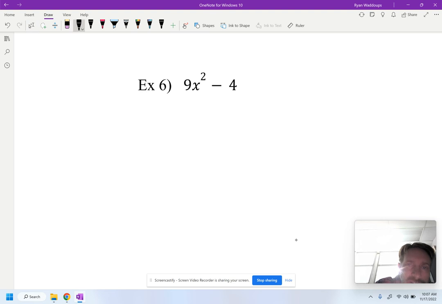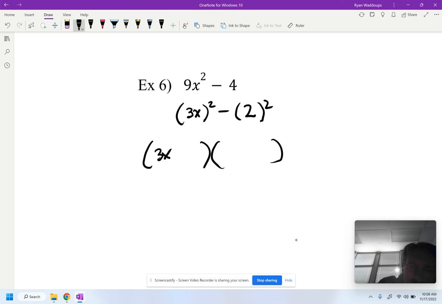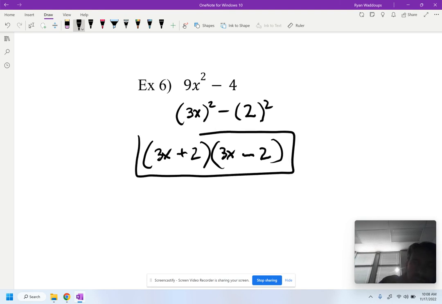Now, again, 9 is 3 times 3, and 4 is 2 times 2. They don't both have x's, but they're both squares. And so I can say, hey, this is something squared minus something else squared, and the something that I put in here is 3x, and the something that I put in here is 2. And so now I know my a and b values. I can say, hey, this is 3x and 2, 3x and 2, plus minus, and that is factored.